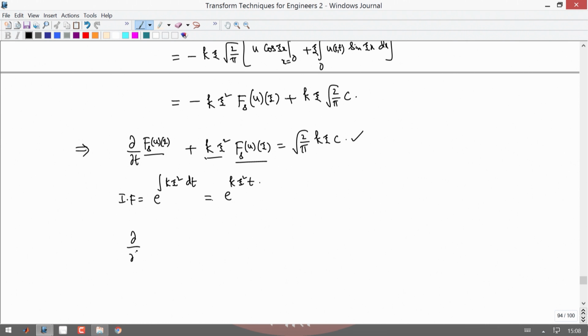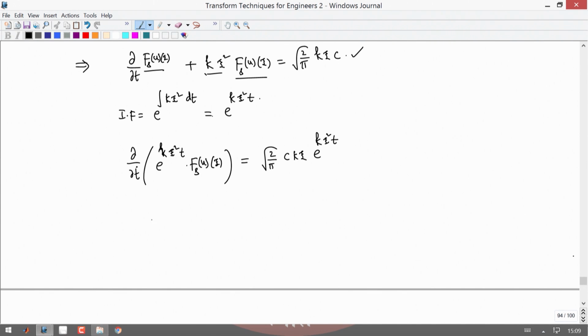So you see that the left hand side will become ∂/∂t of e^(kappa ξ² t) times F_s[u](ξ), that is the Fourier sine transform of u, which is a function of ξ. This is equal to root 2 by pi, C k ξ times e^(kappa ξ² t). So if you integrate both sides, time is your domain variable, t, which is positive, you can integrate both sides. You end up getting some constant, let us say C1, where C1 is the integration constant.